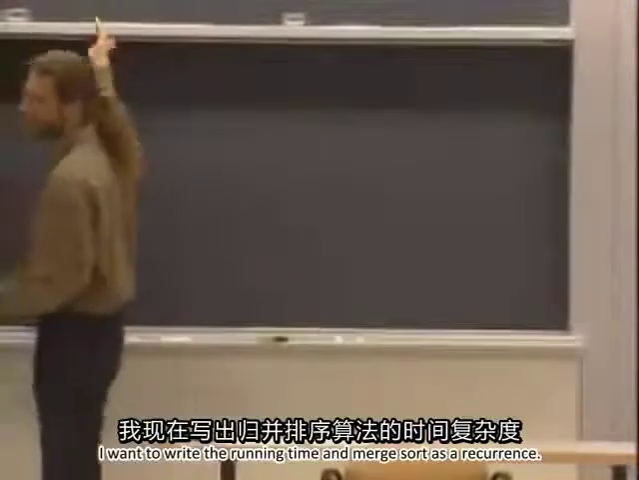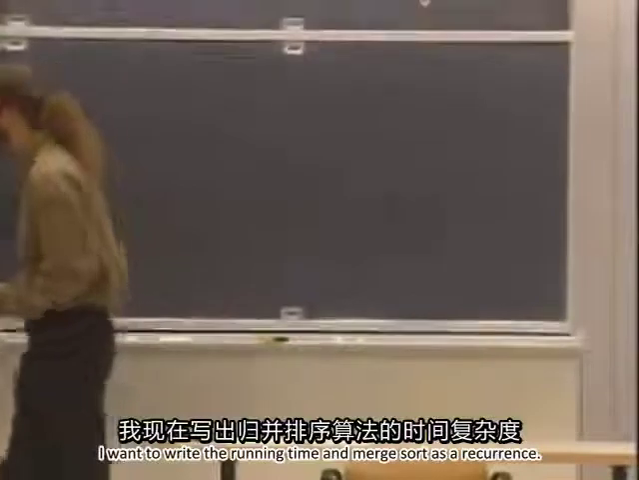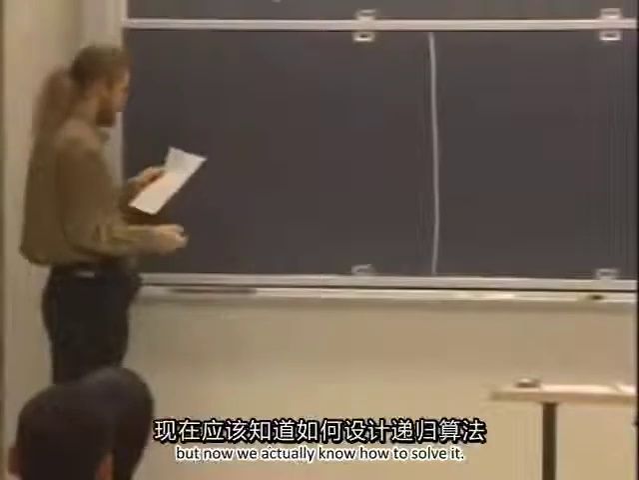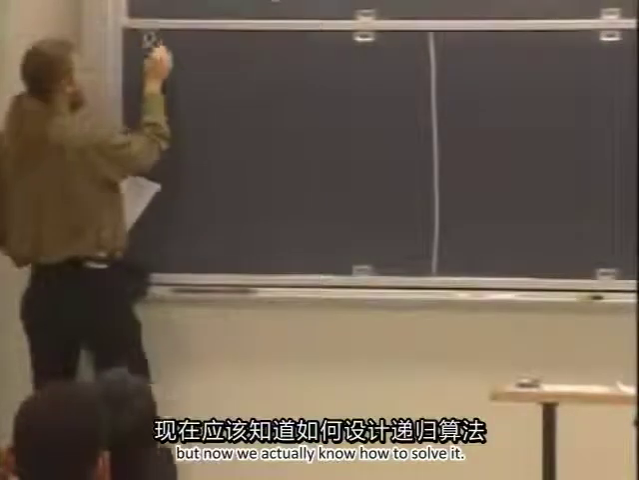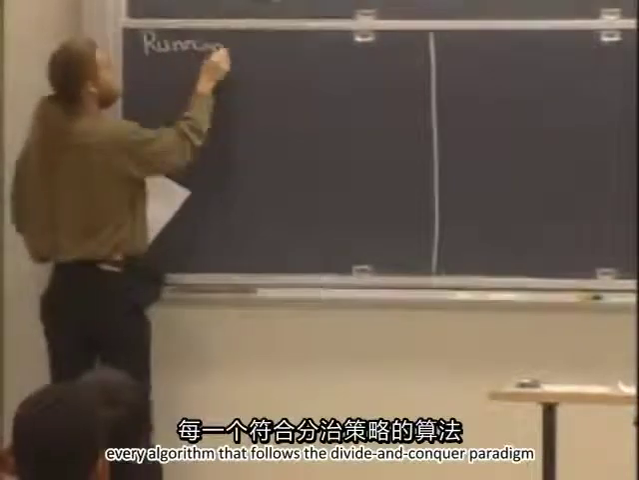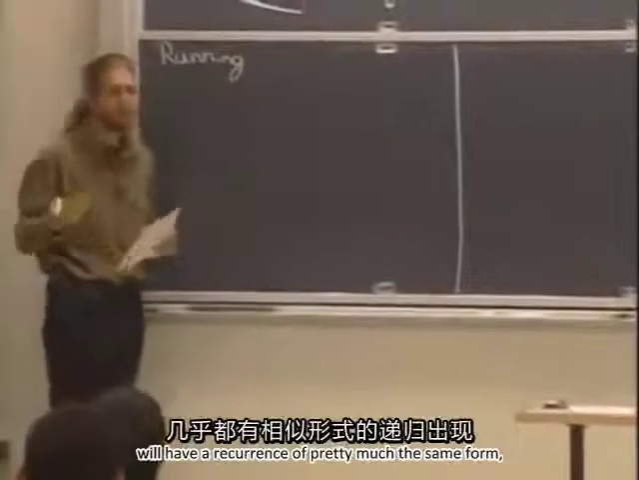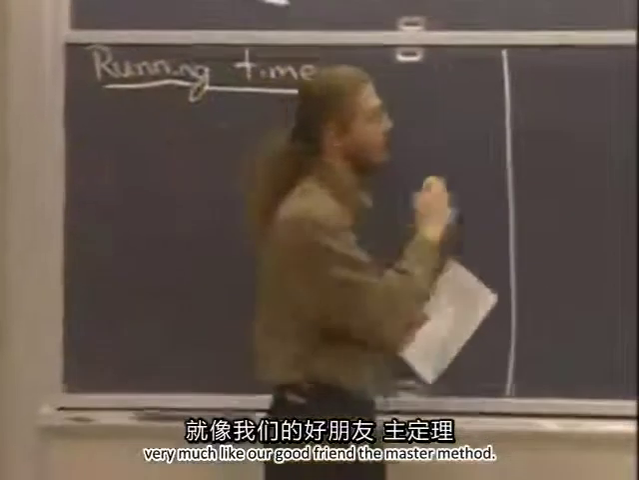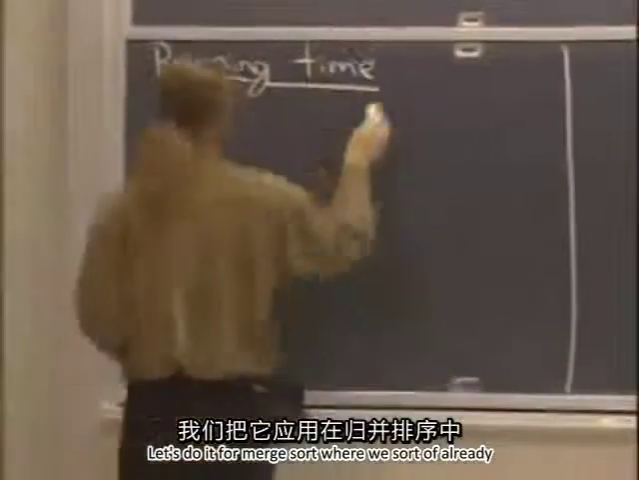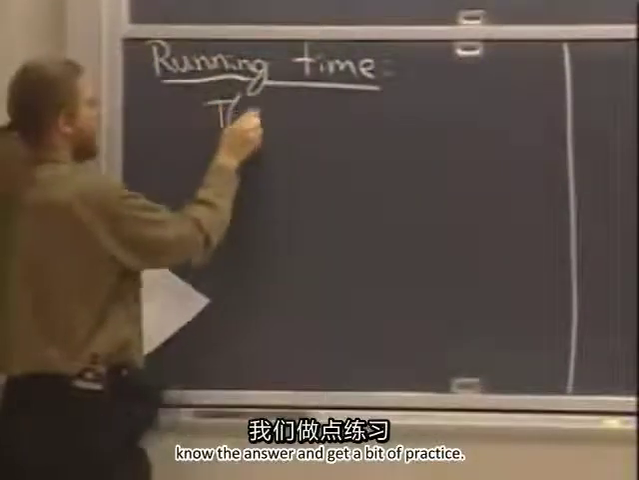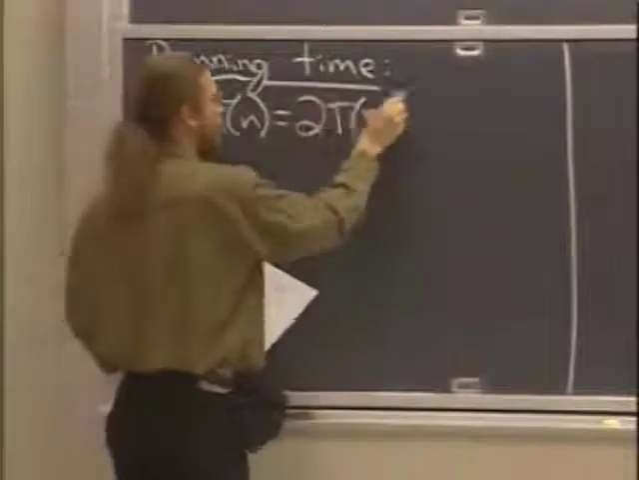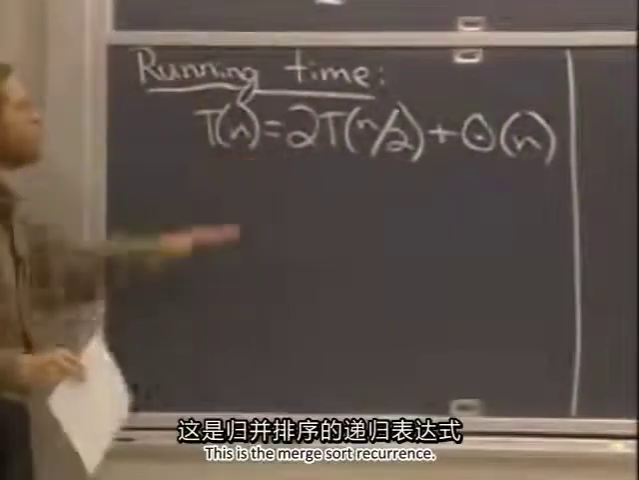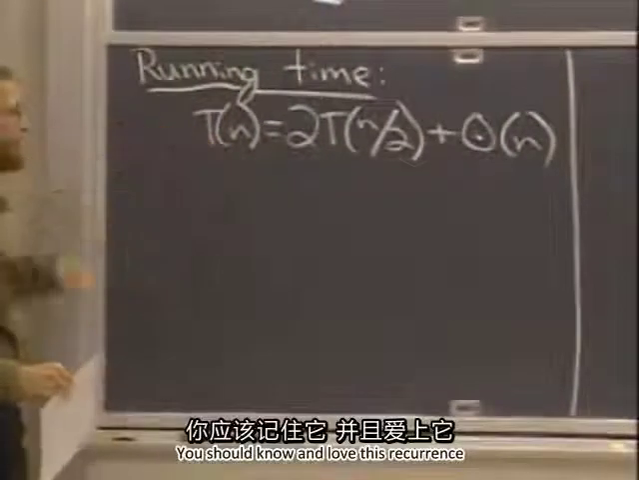I want to write the running time of merge sort as a recurrence. I mean, you've already seen the recurrence. You've already been told the solution, but now we actually know how to solve it. And furthermore, every algorithm that follows the divide and conquer paradigm will have a recurrence of pretty much the same form, very much like our good friend the master method. So let's do it for merge sort where we sort of already know the answer, get a bit of practice. So this is the merge sort recurrence. You should know and love this recurrence because it comes up all over the place.